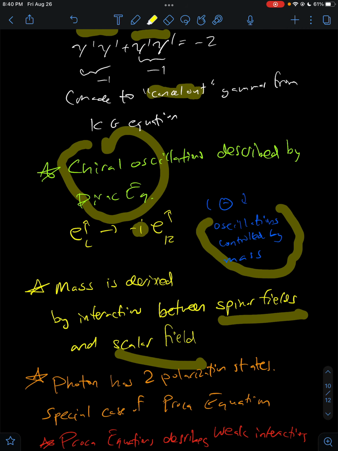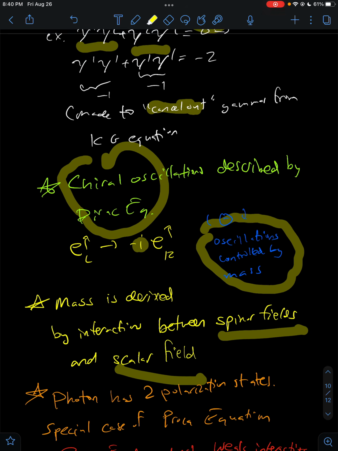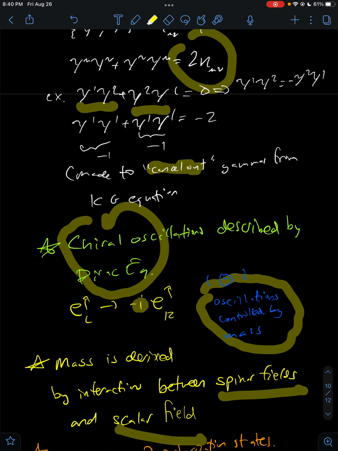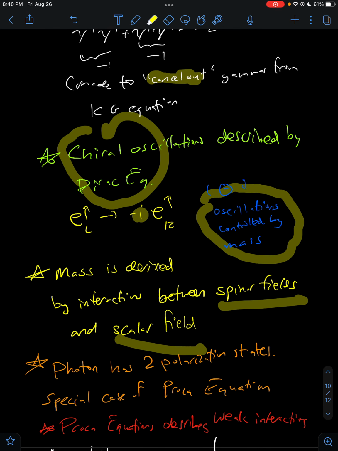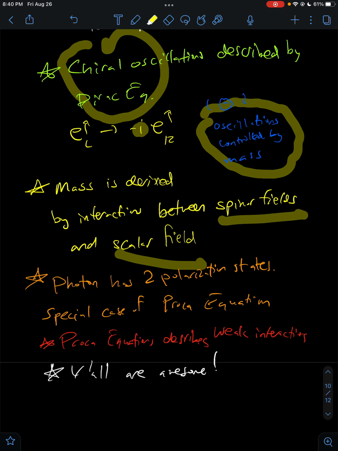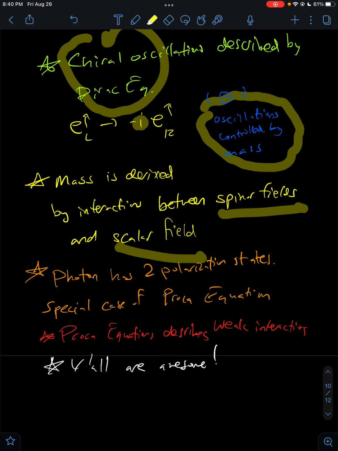Oscillations are also controlled by mass. We found out that the more mass increases, our oscillation rate, I think, decreases. Correct me if I'm wrong. Which is pretty cool. So chiral oscillations, pretty cool thing, described by the Dirac equation. So that's another prediction of quantum field theory, that the chirality of electrons can oscillate. Cool.